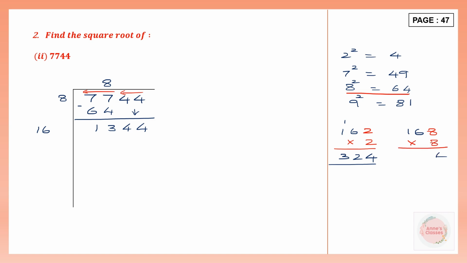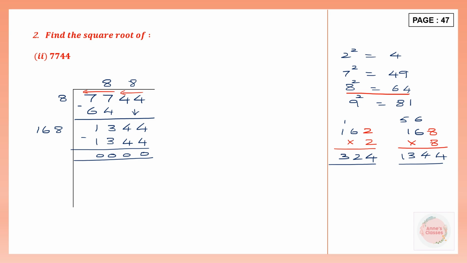8 8s are 64, carry 6. 8 6s are 48, plus 6 is 54, carry 5. 8 1s are 8, plus 5 is 13. 1344, which is the same as this. That means next to 16, I need to put the digit 8. And now my number is 168. When I multiply it by 8, I will get 1344. Minus it, it's all zeros.